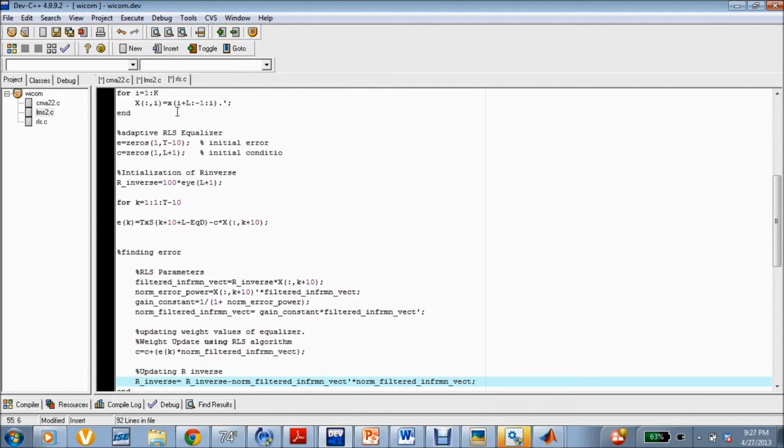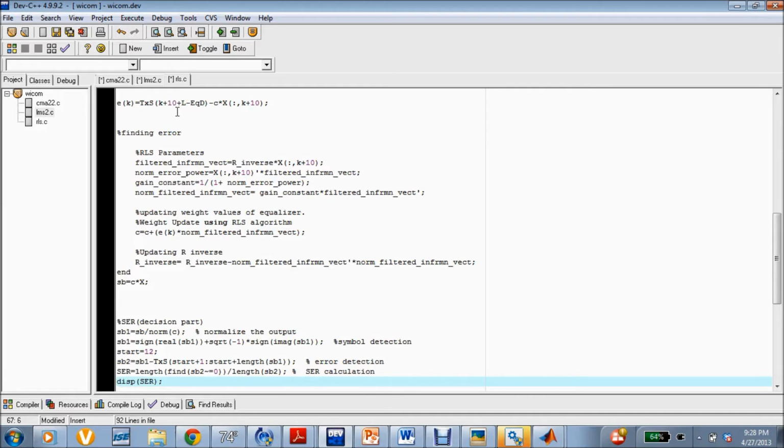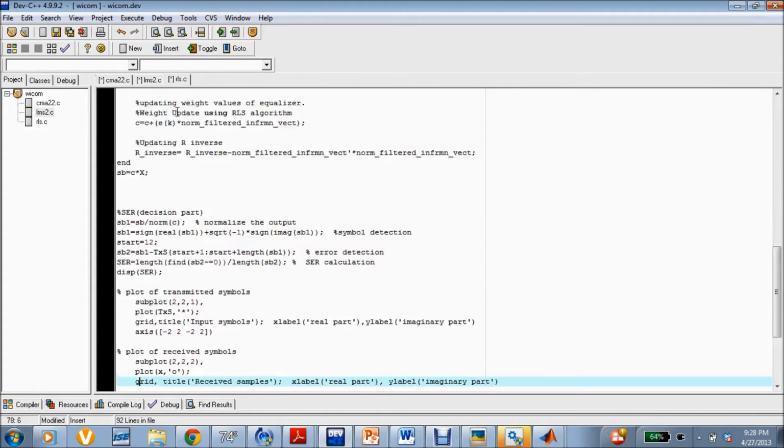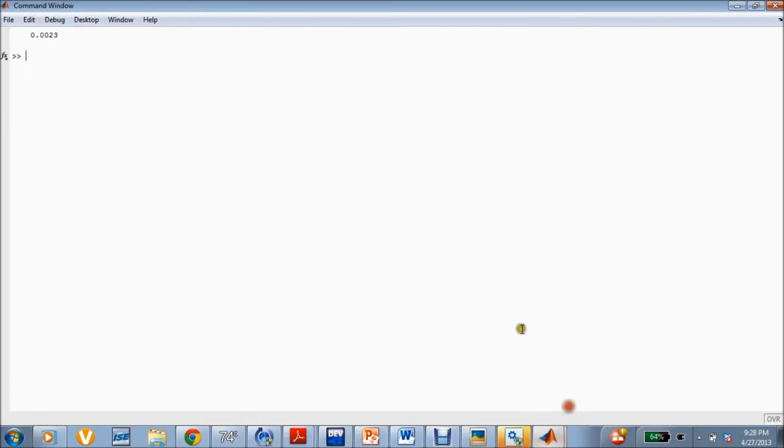And R inverse also is modified at each iteration. So this process repeats for the T training samples. After the training sample is over, the symbol is retained, and SER, that is the symbol error rate, is also calculated in a similar fashion as the LMS algorithm, and the resulting graphs are plotted, and it can be now shown here.